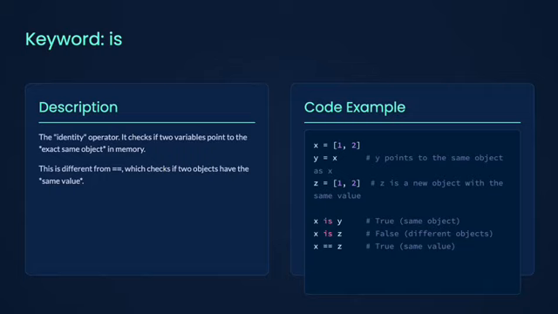So x is y: True. They are the same object. x is z: False. They are two different objects in memory. But x == z: True, because their values are the same. This distinction is a common gotcha for new programmers.